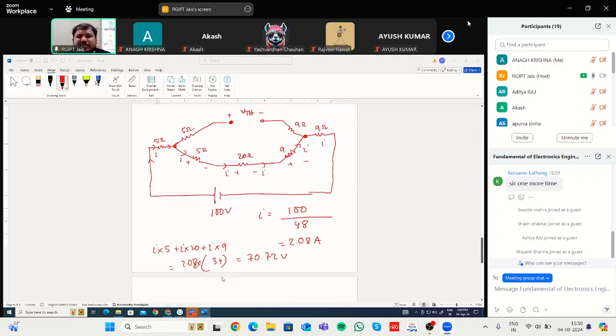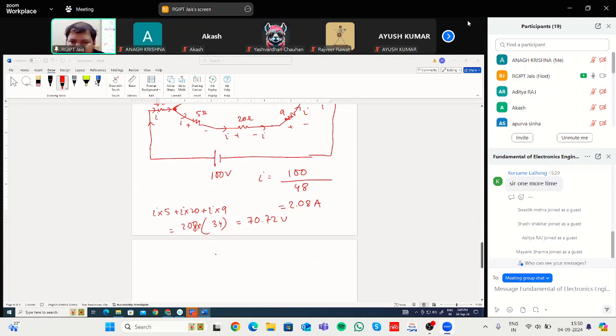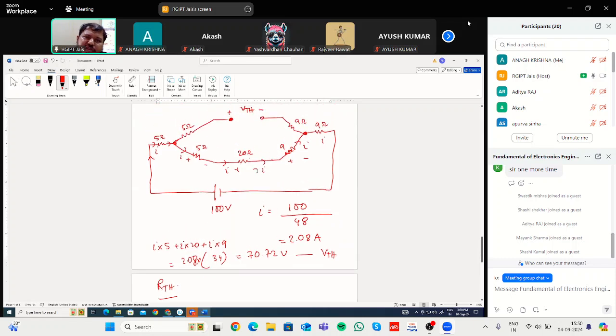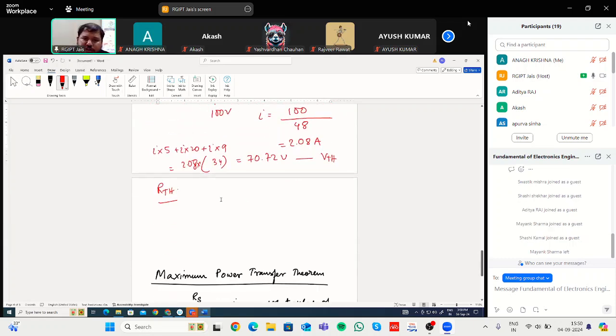And then next is, so this is nothing but VTH. This is nothing but your VTH. Next is how to find RTH. So for finding RTH, what do you have to do? What is the first step in finding RTH? You have to keep it open. But now you have to deactivate the source. So how will it look like?